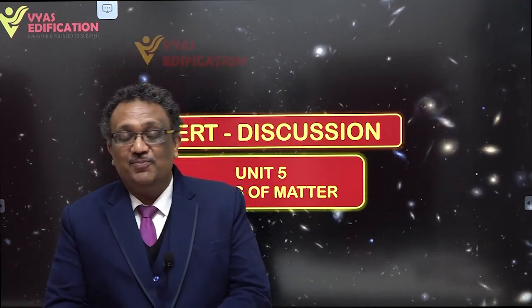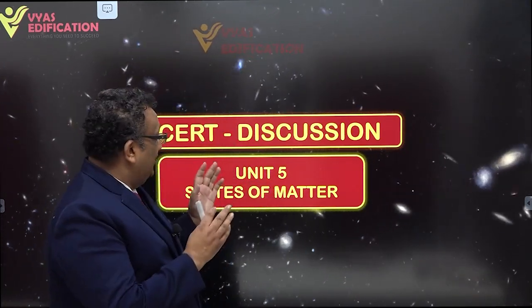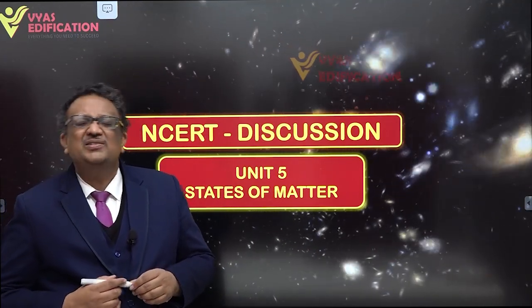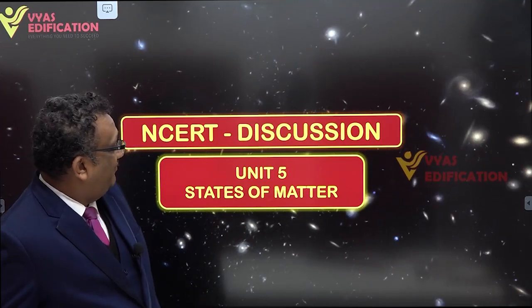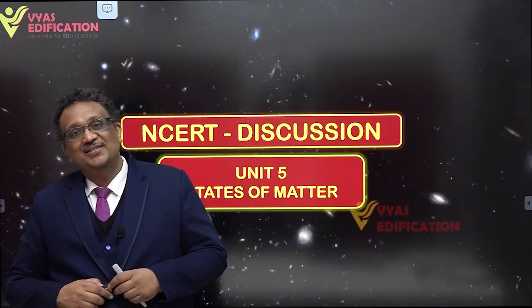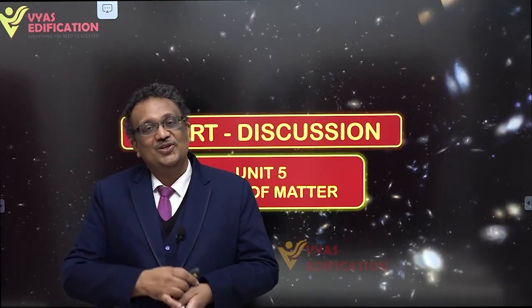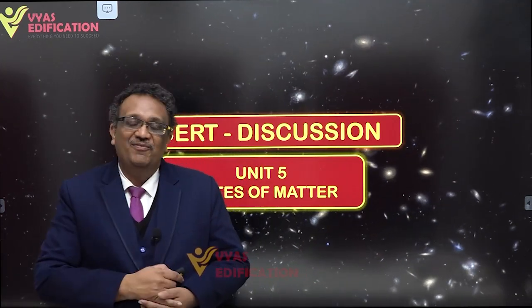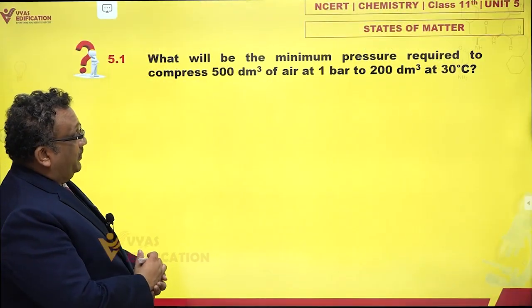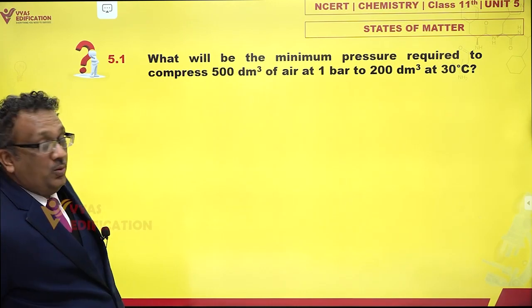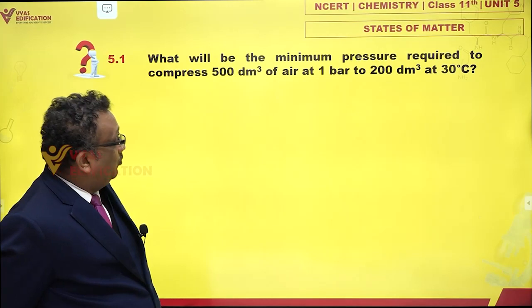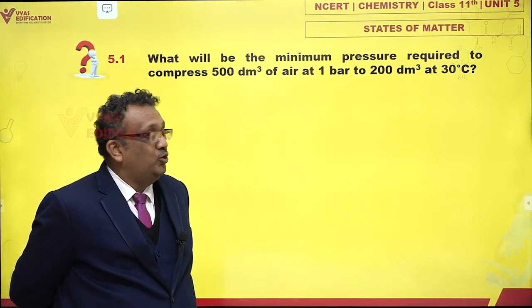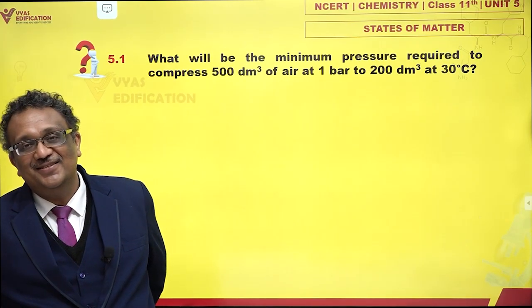And in this episode, we are talking about states of matter. Essentially, we're talking about gases, but yes, it is titled as Unit 5 of NCERT 11th, which is states of matter. This is Shishir Mittal from Vyas Certification. Be with us. Now, the question says, what will be the minimum pressure required to compress 500 decimeter cube of air at 1 bar to 200 decimeter cube at 30 degrees Celsius?